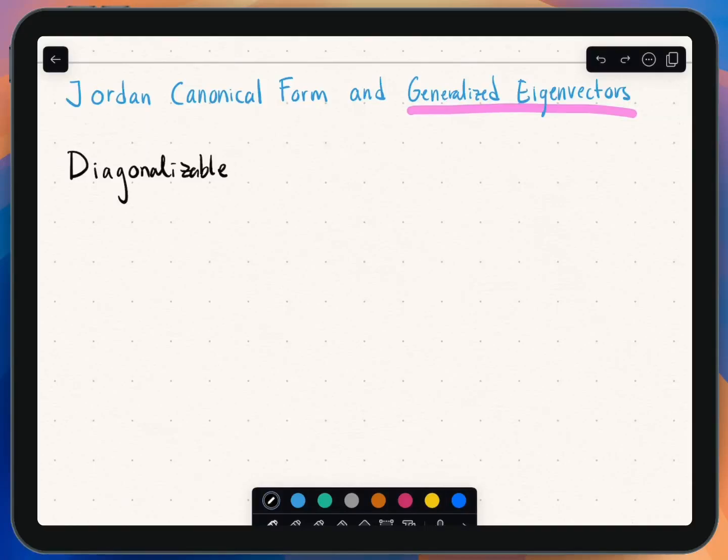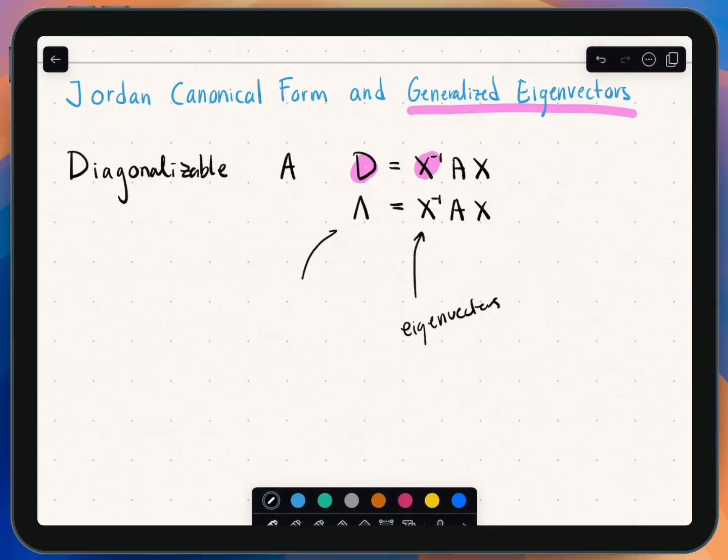So we said that a matrix A is diagonalizable if it holds this relationship, where we have a matrix that we call, for example, X, and it's invertible, and we multiply it by A and then X inverse again, and we get a diagonal matrix here on the left. And what we found was this diagonal matrix is a matrix with eigenvalues on the diagonal, and this X matrix right here holds the eigenvectors. So these are the eigenvectors, and these are the eigenvalues on the diagonal.